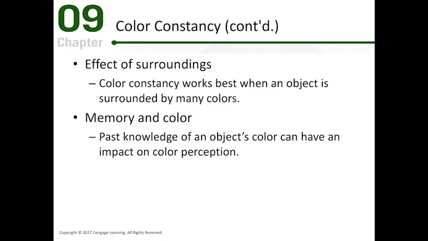And so when an object is surrounded by many colors and in a very colorful environment, then we can see a particular color remaining constant more often. When we have, for example, an object that we are familiar with, let's say a red stop sign or yellow banana, we have representations of what these objects should look like. You know, we know a stop sign should be red, we know a banana should be yellow.